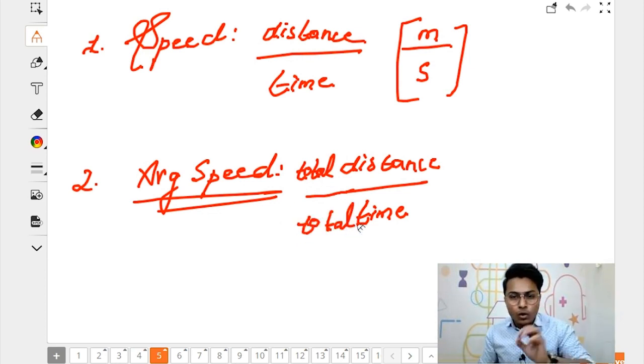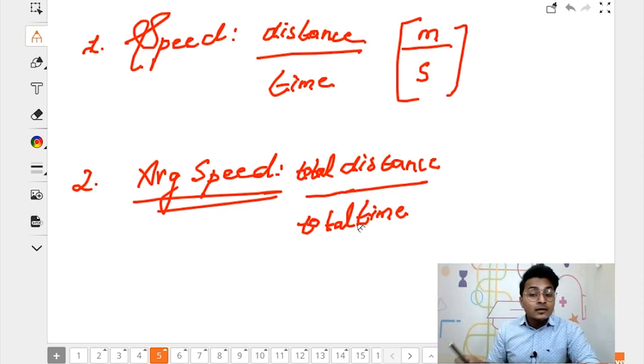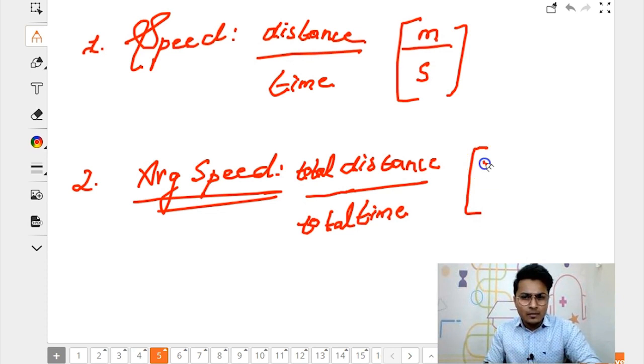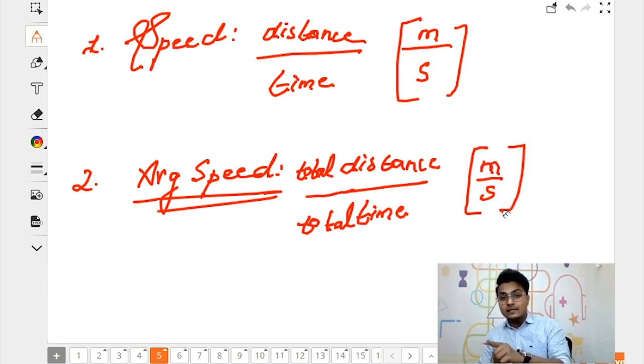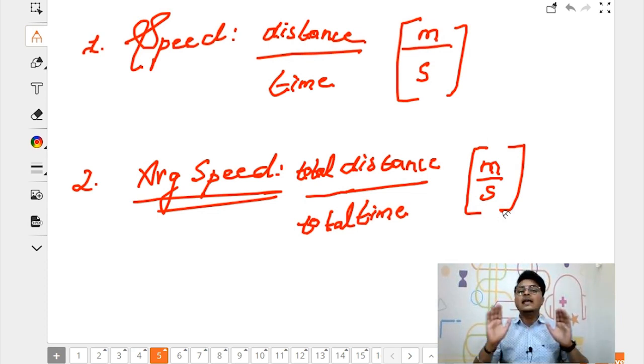Please make the note for both the formulas right now. The SI unit will obviously remain the same because the components are the same. It's still meter per second. So average speed is total distance by total time taken. Speed is distance by time. That is the entire concept of formulas. I hope all of you guys have made a note of it.